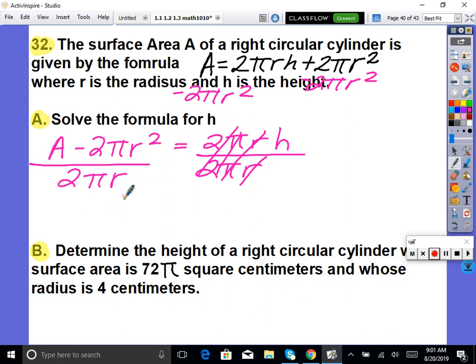Okay. Now it says, determine the height. Well, the reason I had you solve for h is because now determining the height is going to be easy. It says, determine the height of a right circular cylinder with a surface area of 72 pi square centimeters whose radius is 4 centimeters. So wouldn't I just take and plug those values in up here? Does everybody agree? We'll just plug it in, calculate it with our calculator. Does anyone see it's not super bad? Does that make sense? Are you sure?